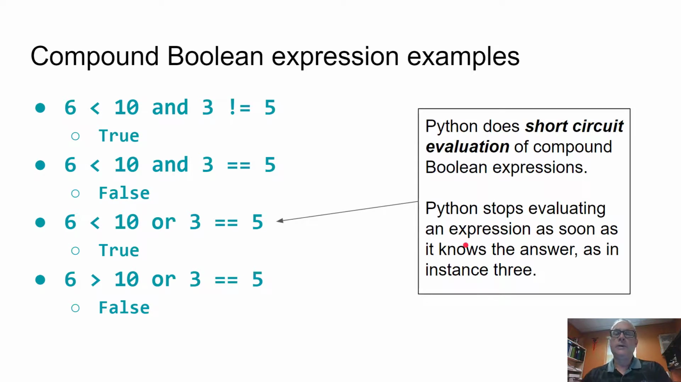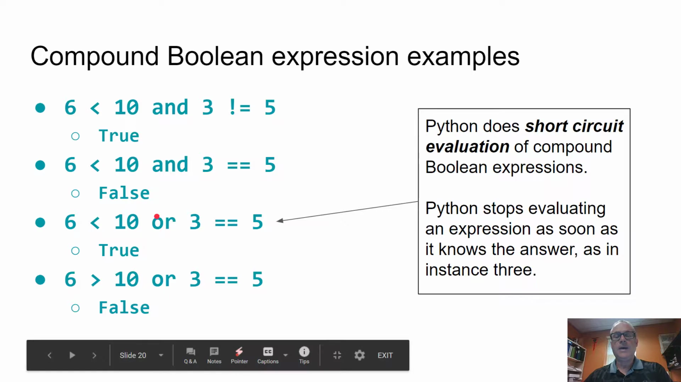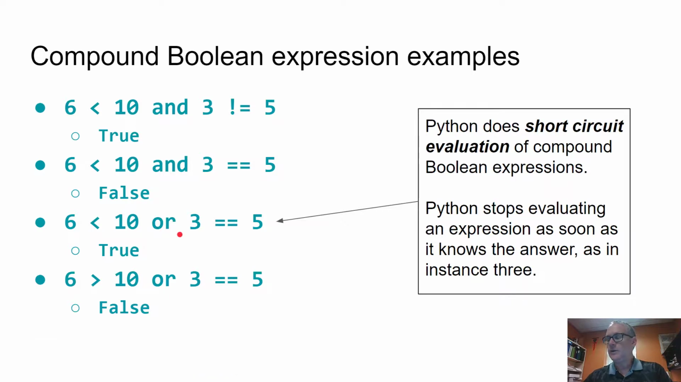Now, Python does what's called short circuit evaluation of compound Booleans. And what that means is it stops evaluating an expression as soon as it knows the answer. So in this situation, 6 is less than 10 or 3 is equal to 5. Since it's an or and the first part is true, then the overall expression is true. So it quits right there. And that will become important in certain sort of obscure instances later on, but we'll take a look at those as we go.